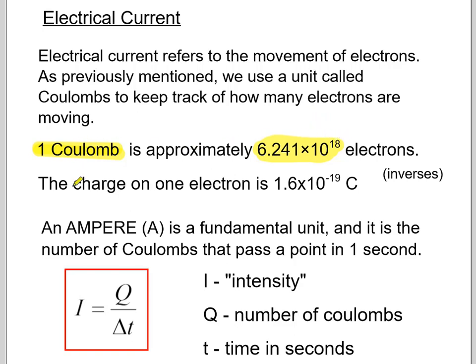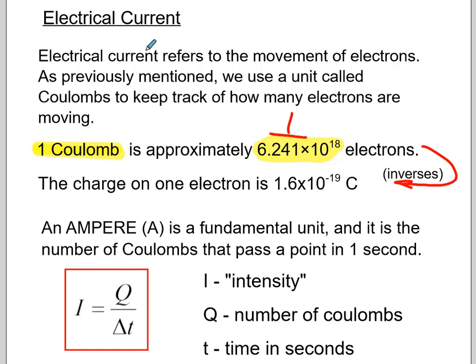I should point out at this point in time, though, that the charge on one electron is 1.6 times 10 to the negative 19th. That's a measurement in coulombs, so if you ever want to do a little interesting exploration, you can look at from here to here. These are inverses. So if you take this number and go 1 over, you'll come up with the charge on one electron. Just a little interesting side note.